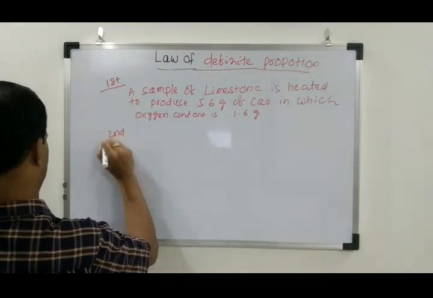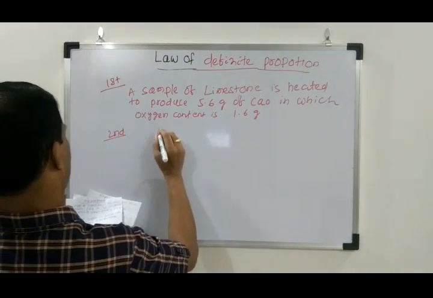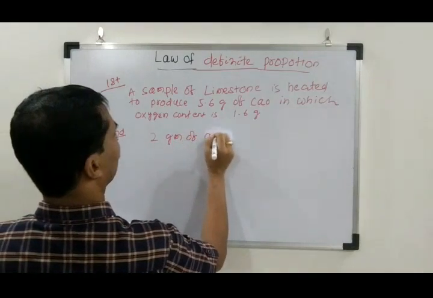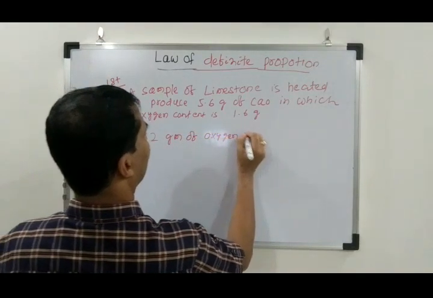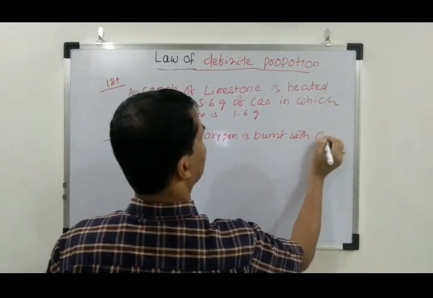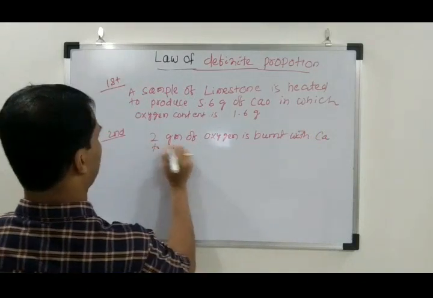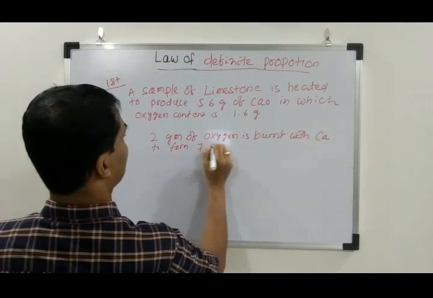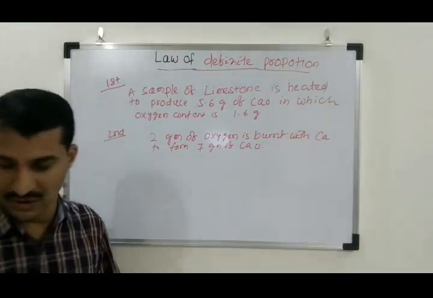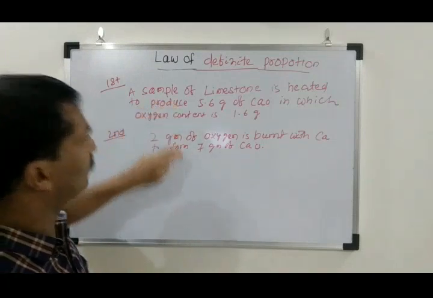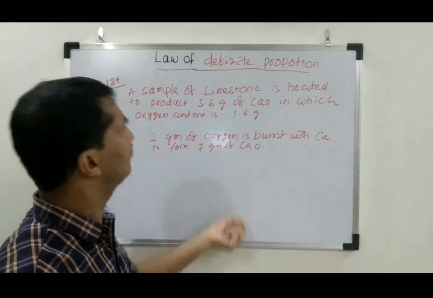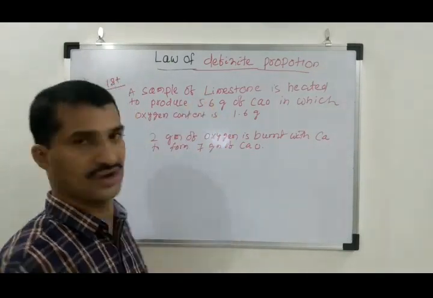Another method is given. Two gram of oxygen is burnt with calcium metal to form 7 gram of calcium oxide. Now it is telling that there are 2 sources given here, 2 methods given. Now it is telling us to prove that this obeys the law of definite proportion.